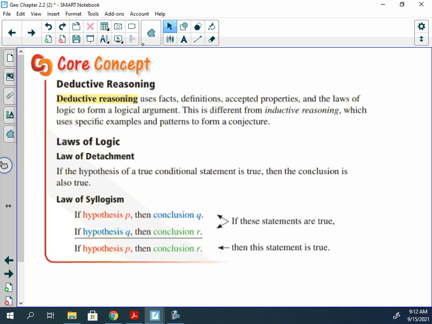And the law of syllogism is if P, then Q. If Q, then R. We're given two statements. If P, then Q. And if Q, then R. We can say, if these are both true, if P, then R. Because we have a hypothesis and conclusion that are the same in both, we can attach the other two.